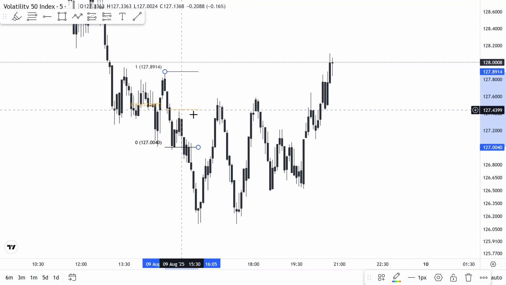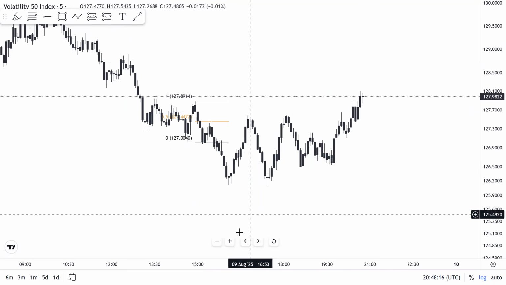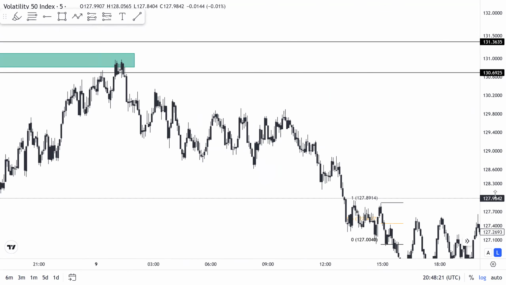Well, I have not taken the setup. Why? Because there's no setup pulling back into my 50% here. But I'm still going to look for a setup here. If we have a setup above, then price might come back again to sweep that setup.